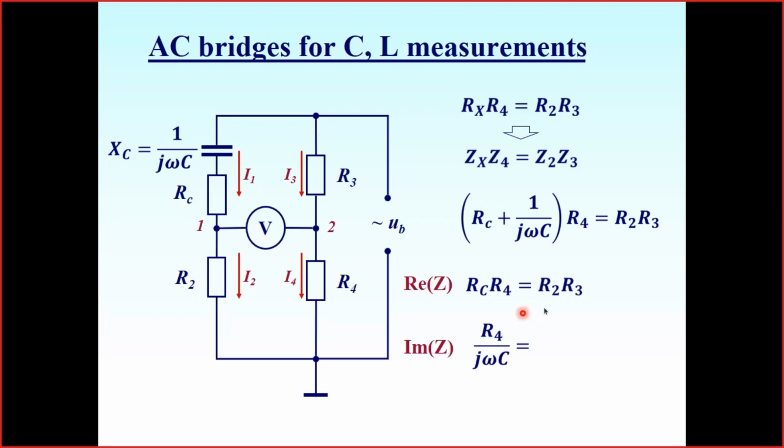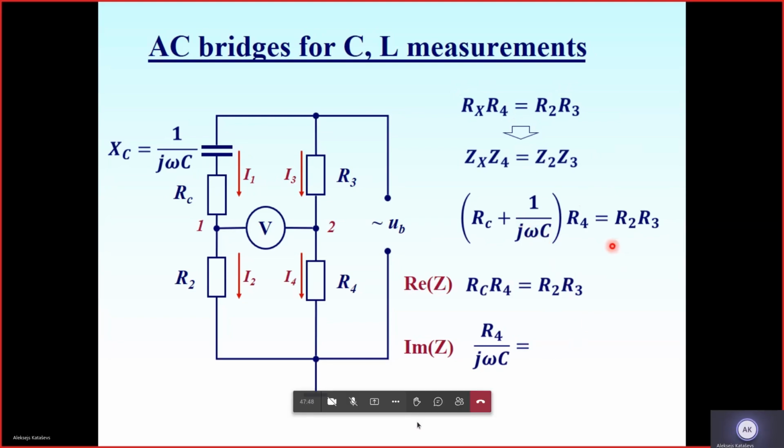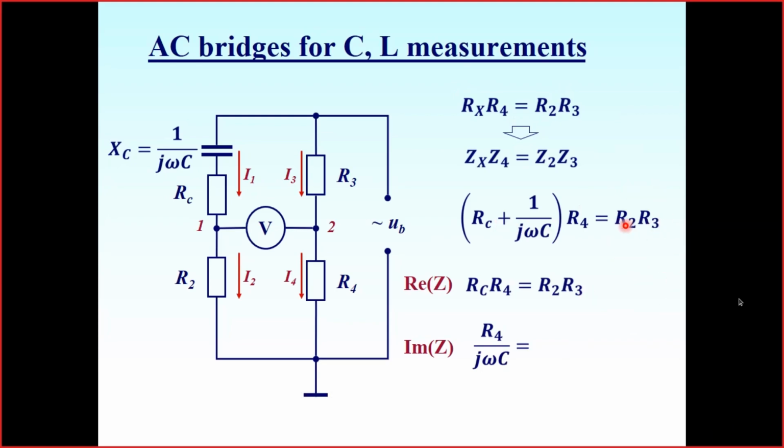So what should we do to be able to balance the bridge? How could we change the circuit? What is the problem? The problem is that in this balance equation, we have no imaginary component on one side, and we have both real and imaginary components on the other. So what should we do? We need to add a capacitor that adds some imaginary component on the right side of the equation.